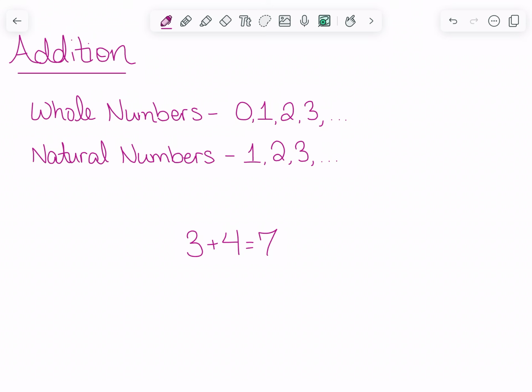In an addition problem, the numbers that are being added together are known as the addends. So in this case, the 3 and the 4 would be the addends. The result of the addition problem is known as the sum. In this case, 7 is the sum.